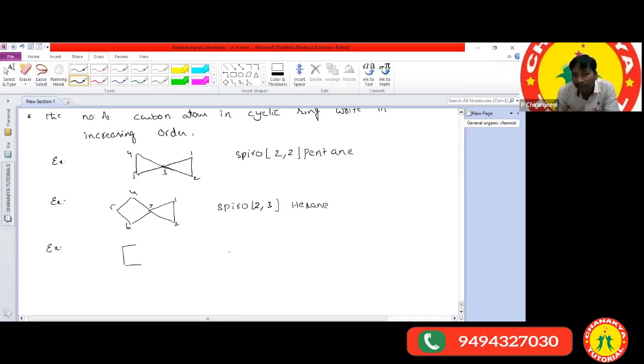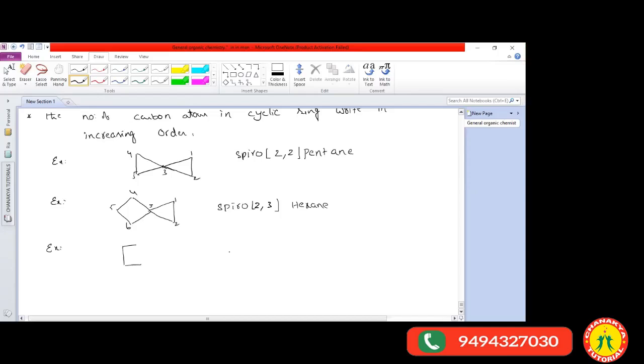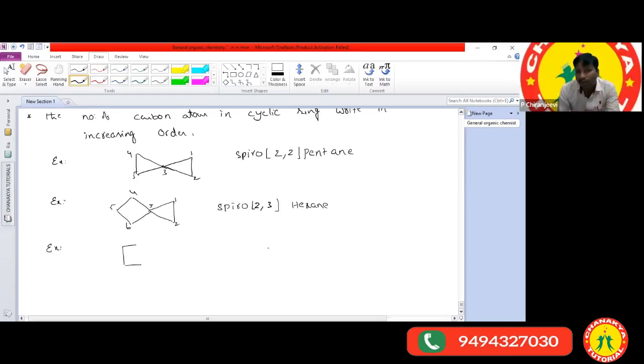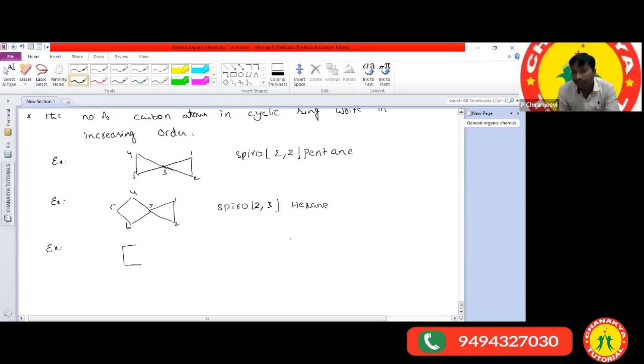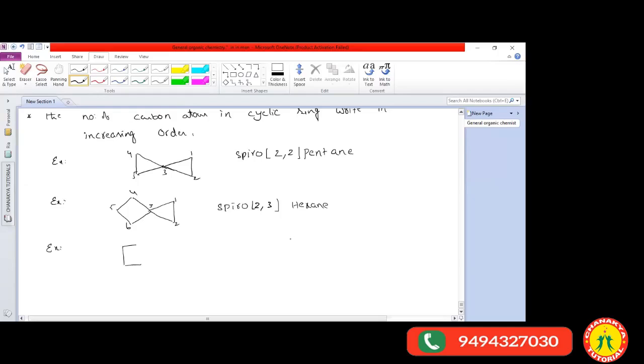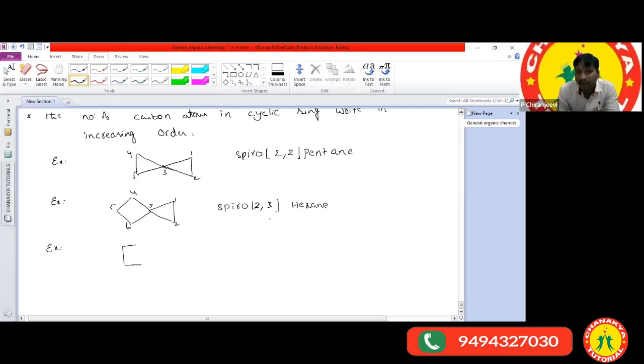Aditi, did you get the clarity? What is the difference between bicyclic and spiro compounds? In bicyclic compounds, we write the number of carbon atoms in decreasing order. In spiro compounds, we write in increasing order. Got the point? So the name is spiro 2 comma 3 hexane. Now I'm going to write one more structure. Try this one also.